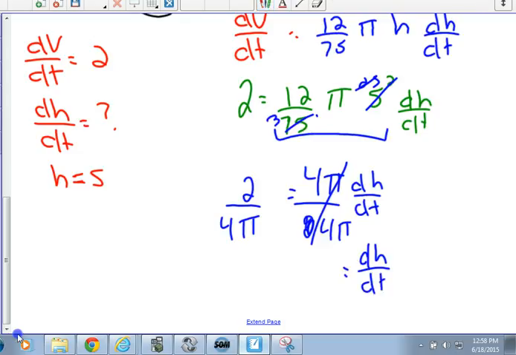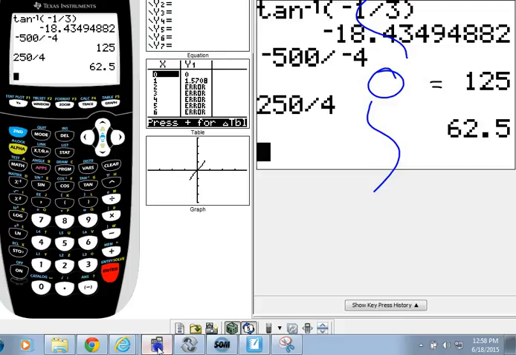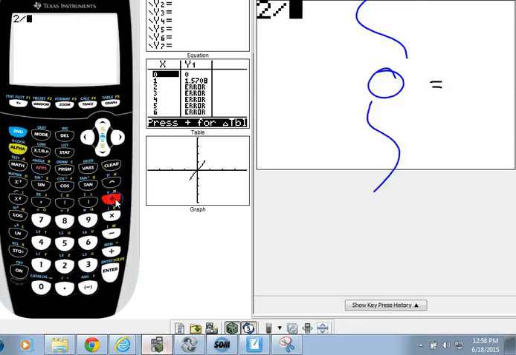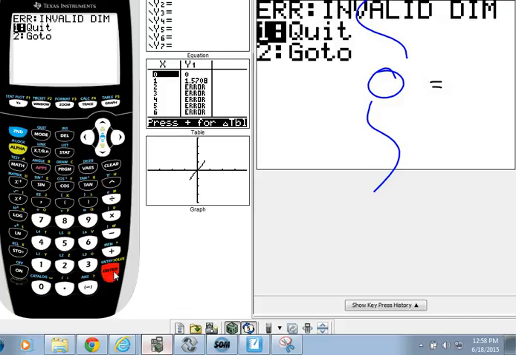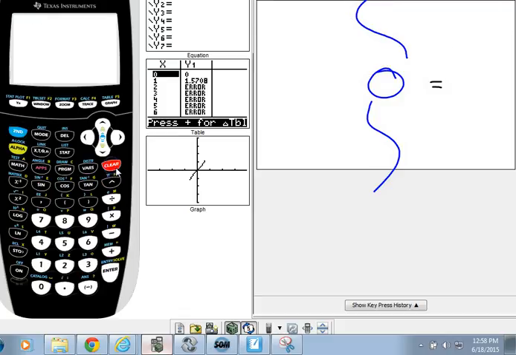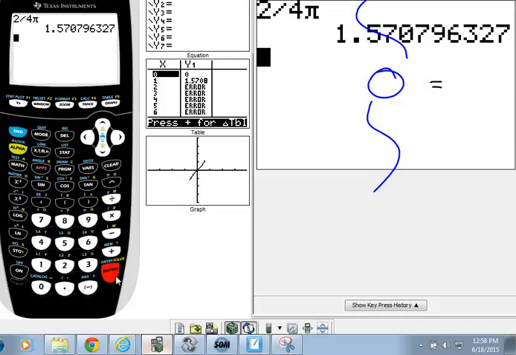If you left it in terms of pi, that's fine. If you did 2 over 4 pi, that's okay. Oh, thank you. That's fine. I think it's 1.5. Yeah, it's 1.5. Good. 1.57. So the height is going to be increasing at a rate of 1.57 centimeters per second.